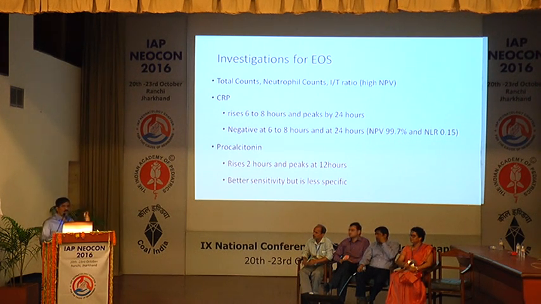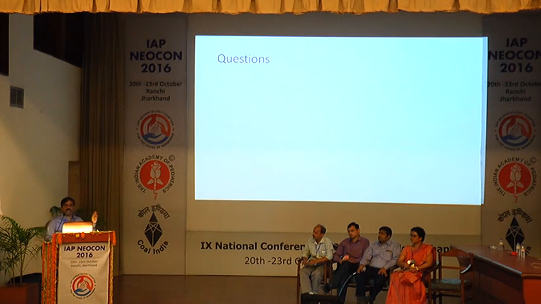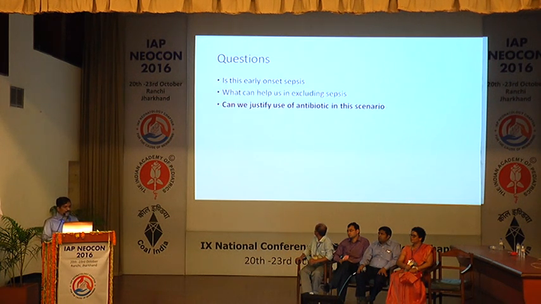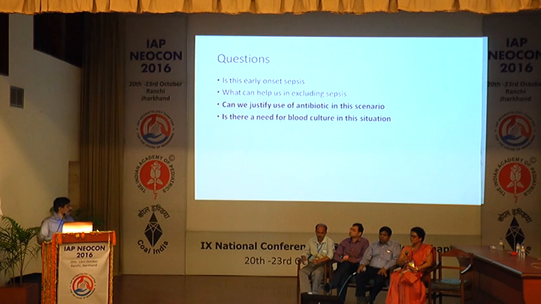So the point which you want to make from the first case scenario is, definitely when you can't explain an illness because of what you think as TTN or RDS, you have to think of infection and start antibiotics. But to decrease the duration, you need to do the workup to rule out septicemia, that is blood culture associated bacteremia. So if we are going to justify antibiotics in this scenario, is there a need for blood culture in this situation?